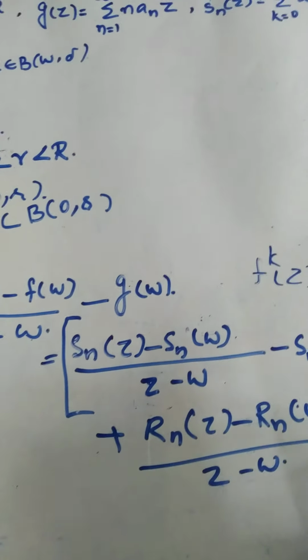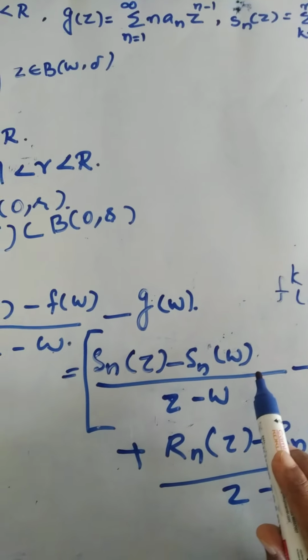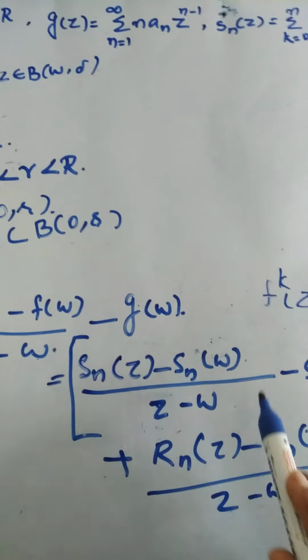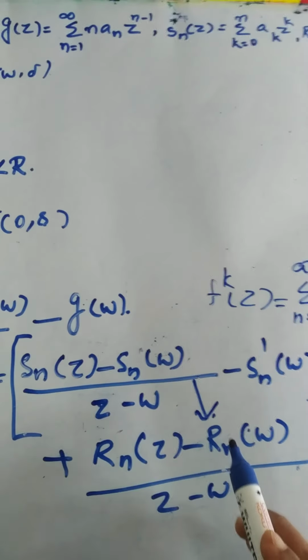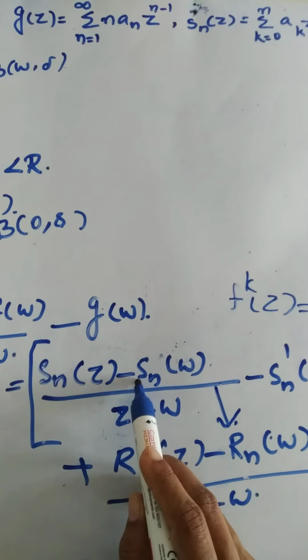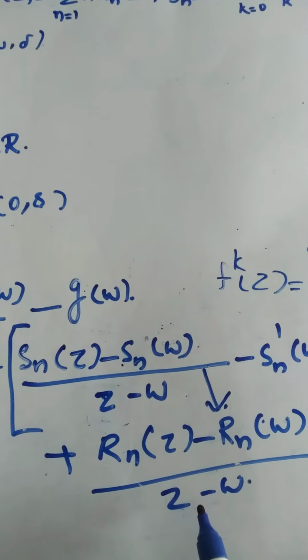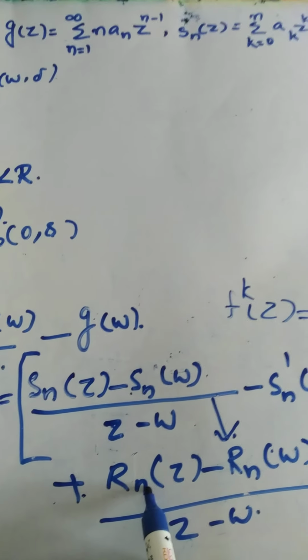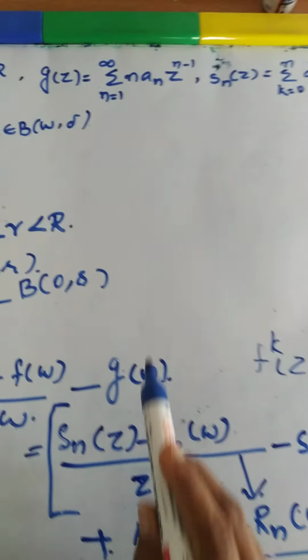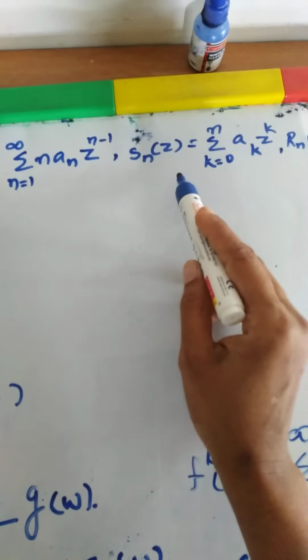Sn of Z minus Sn of W. Sn of Z minus Sn of W. Here you just look at these two terms. Sn of Z minus Sn of W. The denominator is the same, so you can combine the terms. Sn of Z plus Rn of Z. Sn of Z plus Rn of Z is what? Sn of Z is this.